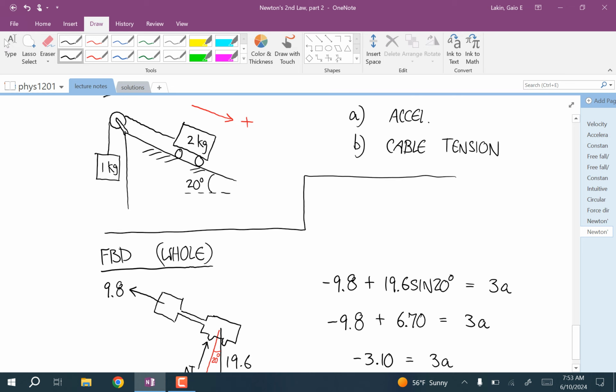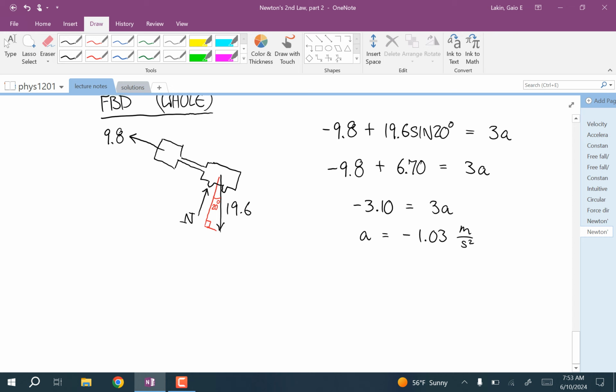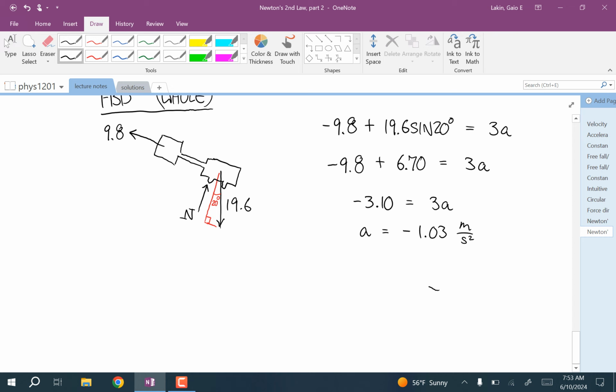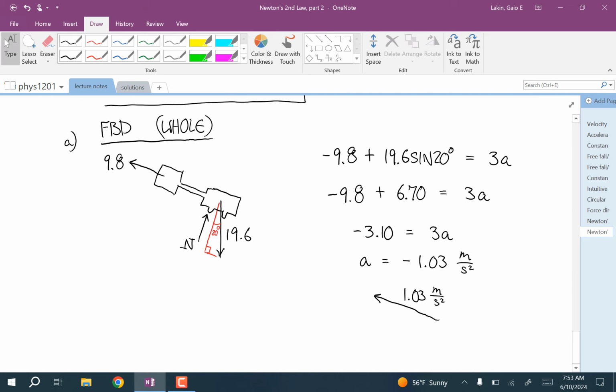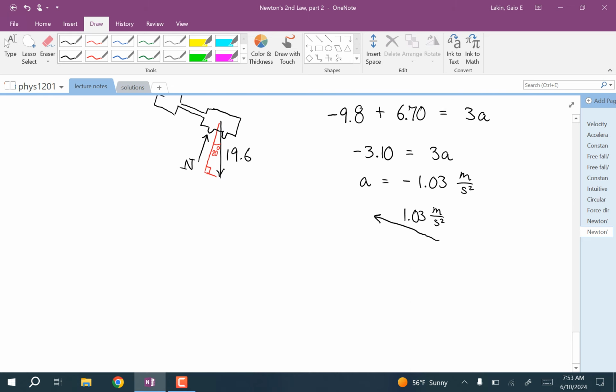Our positive is down the ramp, so this negative tells us that this acceleration is up the ramp with a magnitude of 1.03 meters per second squared. Okay, so the whole system, the 1 kilogram is accelerating down, the 2 kilogram is accelerating up the ramp. Like that hanging mass is kind of winning this tug of war. So that's the first part, and now we're going to use that acceleration to calculate the cable tension.